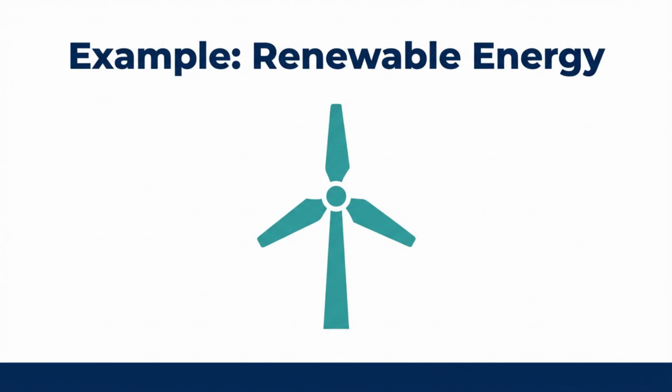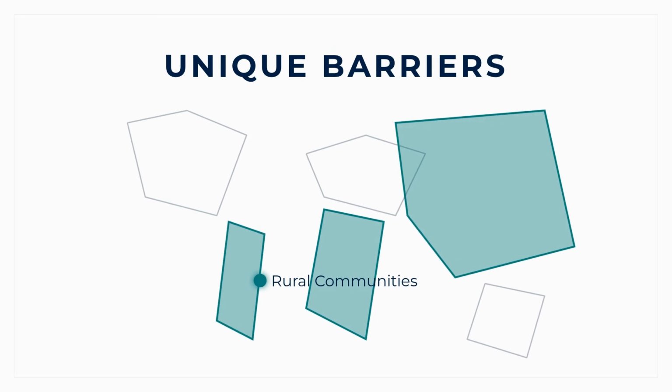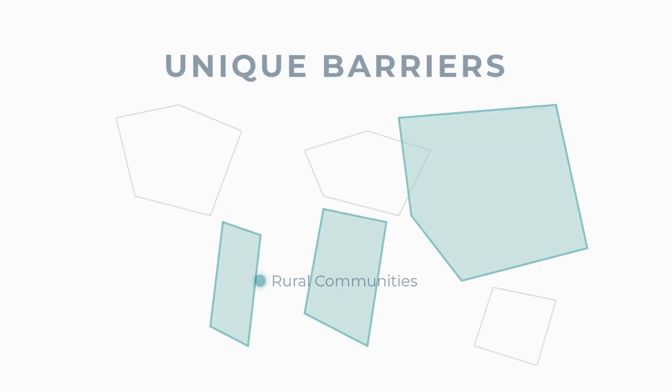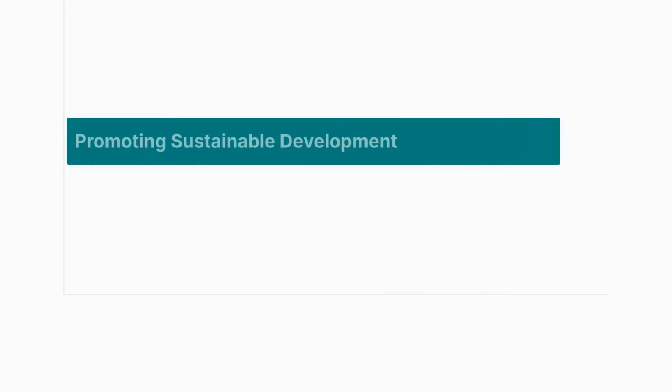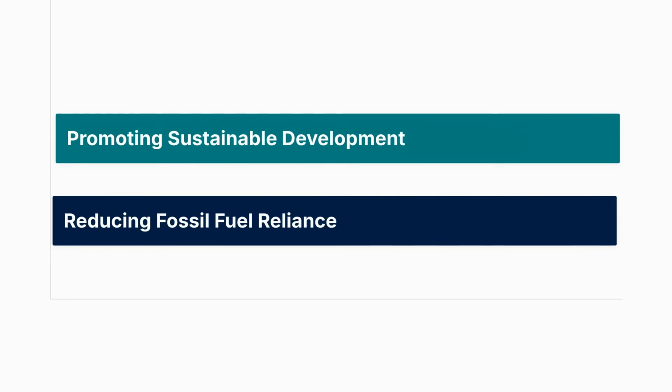For another example, if your thesis is about renewable energy, you could write, despite the increasing adoption of renewable energy worldwide, rural communities in developing countries often face unique barriers. Addressing these challenges is important for promoting sustainable development and reducing reliance on fossil fuels.